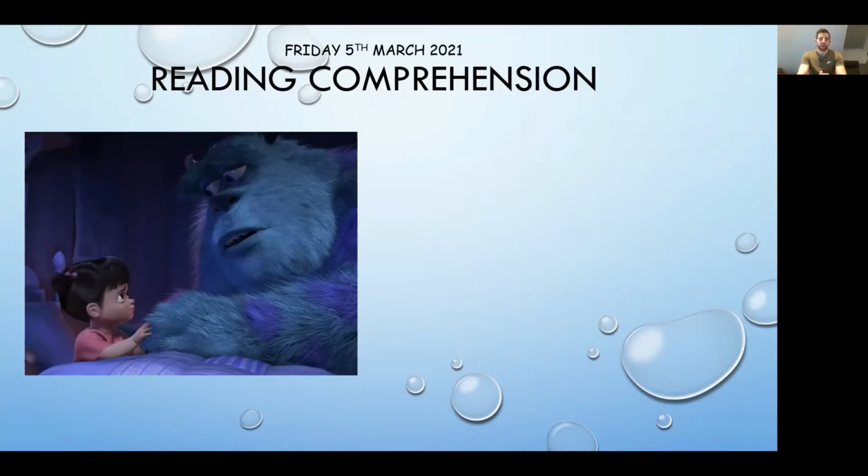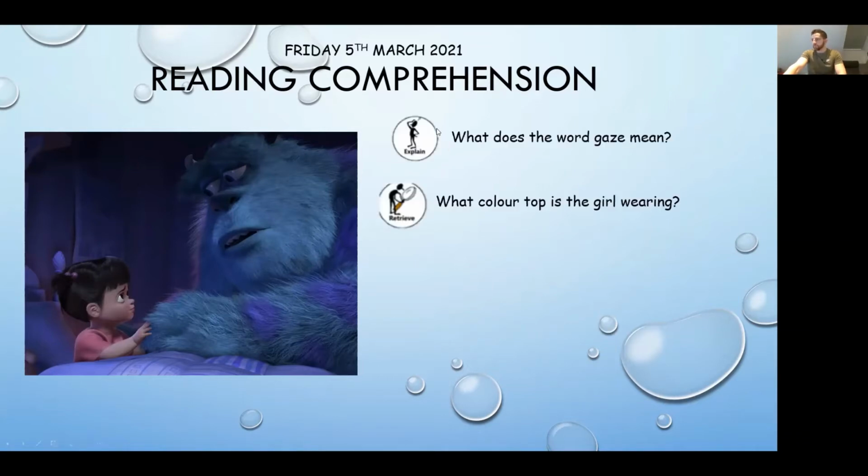So first of all, in a similar fashion to always, we have a picture to look at and some questions to answer about the picture. So I'm going to be looking this way slightly. So that's where the picture is for me. So first of all, we have our explain. Okay, and the question is, what does the word gaze mean? What does the word gaze mean? So I want you to pause your video and have a go at that. What does the word gaze mean?